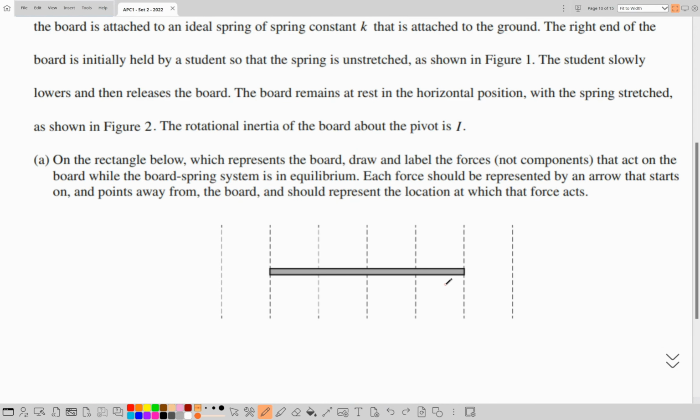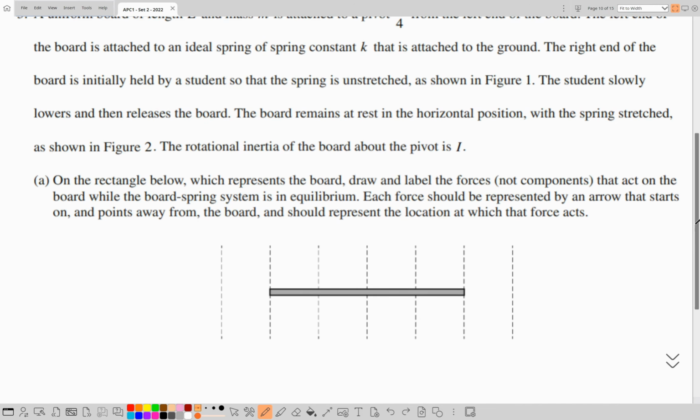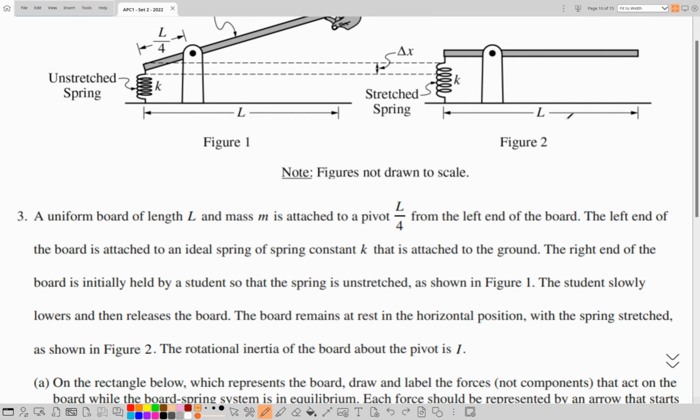In part A, they're telling us, on the rectangle below, which represents the board, draw and label the forces, not components, that act on the board while the board-spring system is in equilibrium. Each force should be represented by an arrow that starts on and points away from the board and should represent the location at which that force acts, which means a rigid body diagram and not an FBD. Basically, we need to do the rigid body diagram for figure 2.